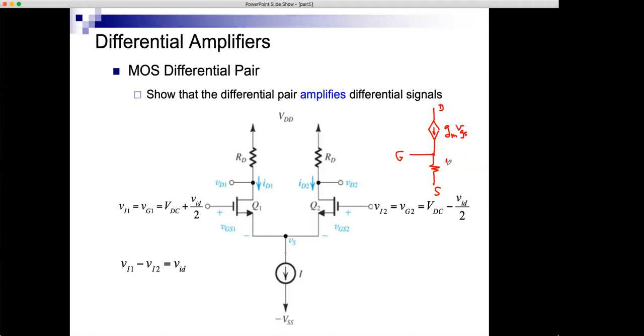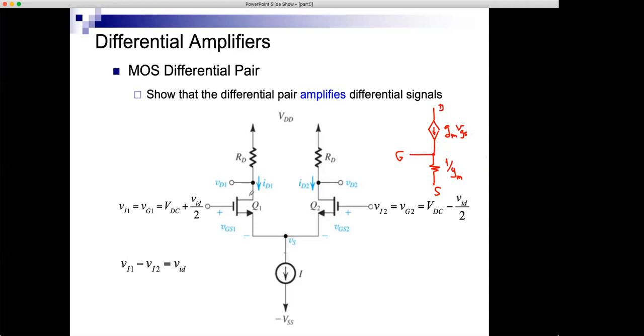All small letters, and 1 over gm here: a resistor equal to 1 over gm. This is the T model of the MOSFET. If we have small ro, it will appear between drain and source. But for now, for simplicity, I will not include it.